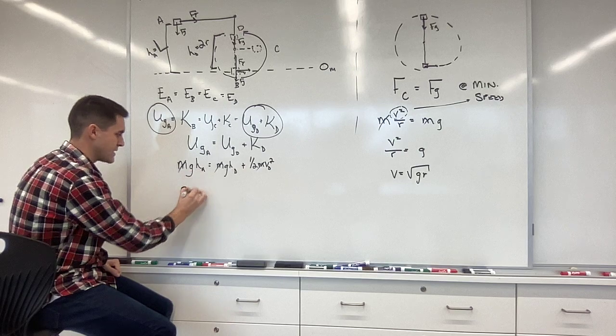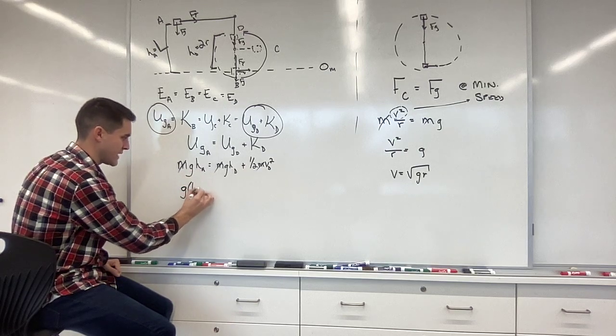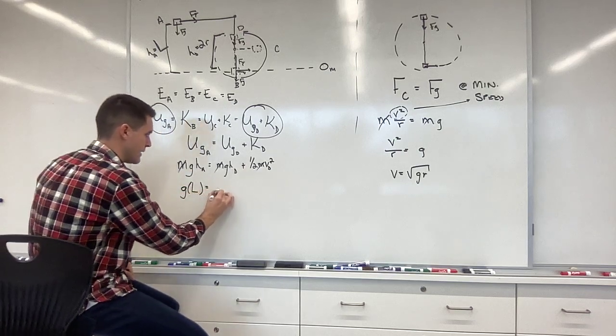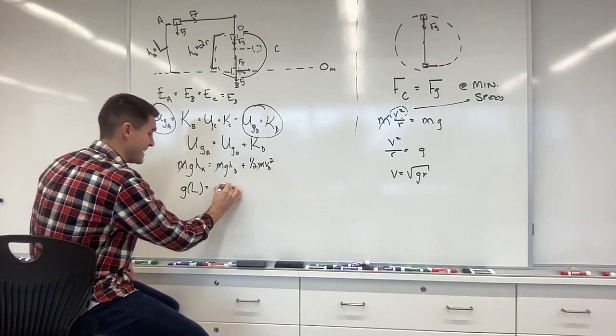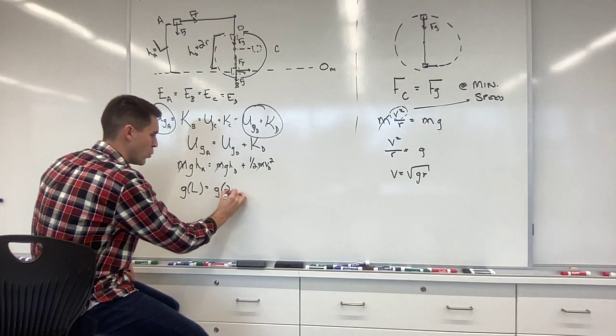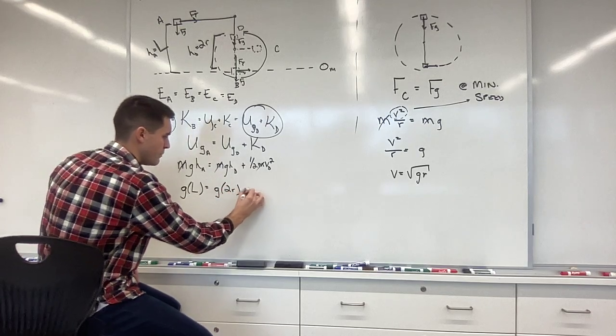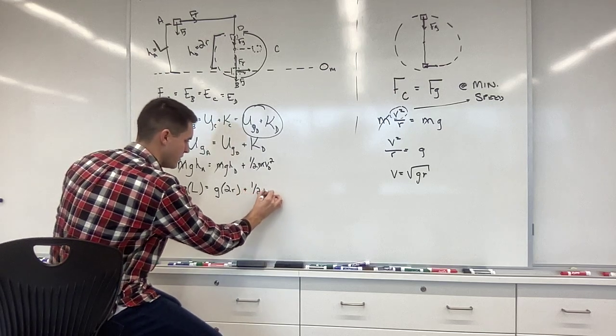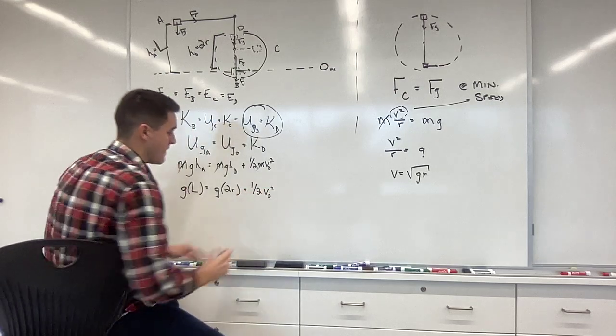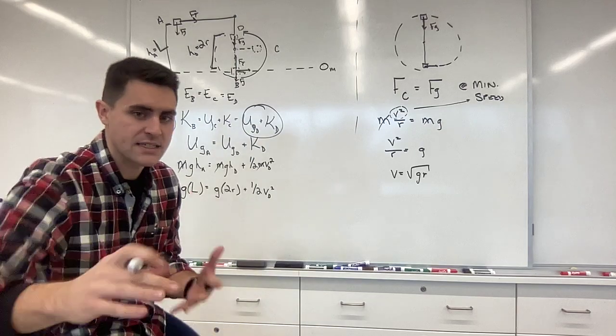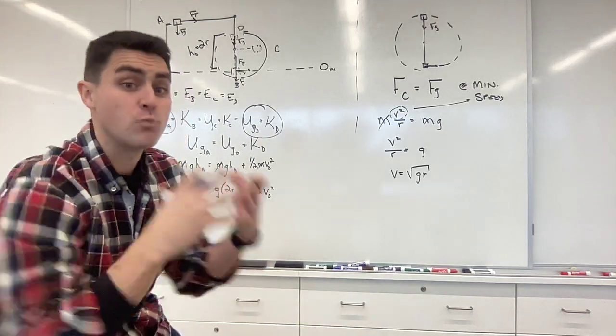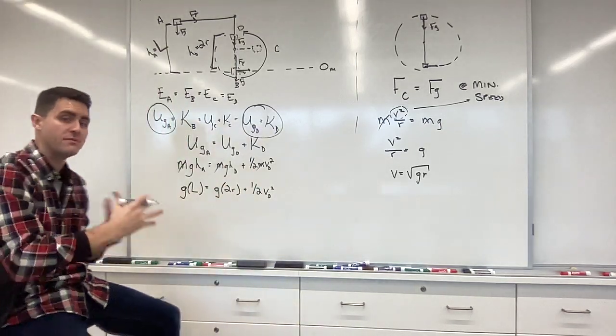G, now it's not H, let's go ahead and call this L for length of the string, is equal to G times the height at D. We're not going to call it height at D. We're going to call it 2 times the radius, plus 1/2 the velocity at D squared. And that velocity is the minimum velocity, the velocity at point D. We want that value to be the minimum value.